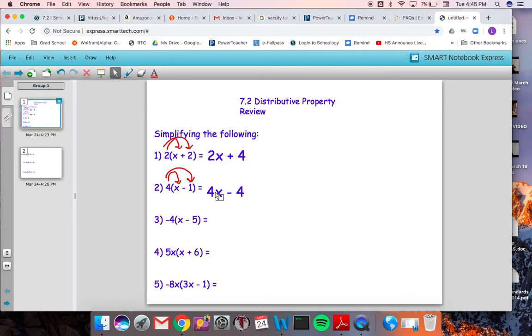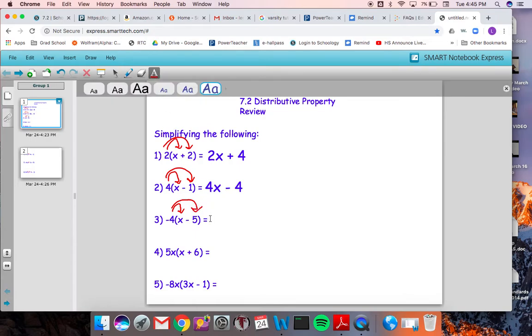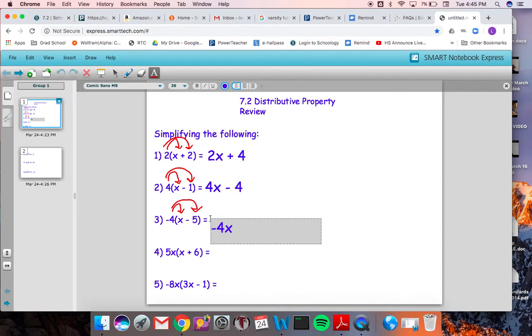4x minus 4. We got negative 4 times x, negative 4 times negative 5. That is negative 4x plus 20, because 2 negatives makes a positive.